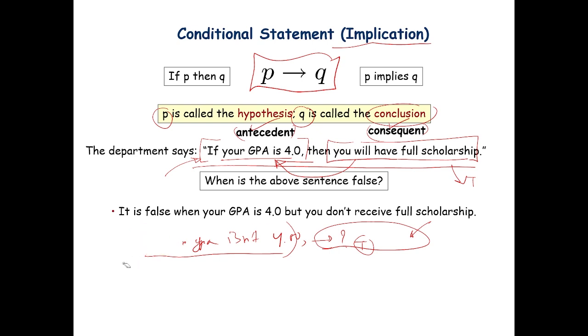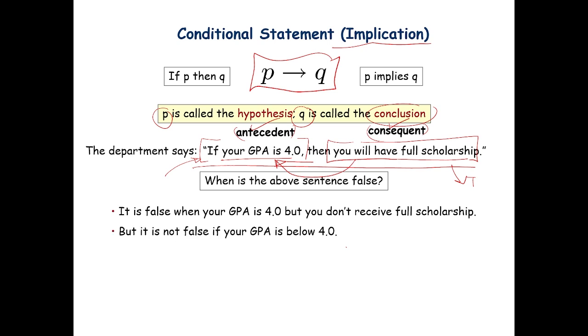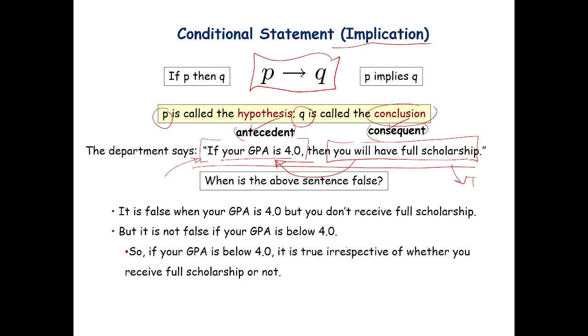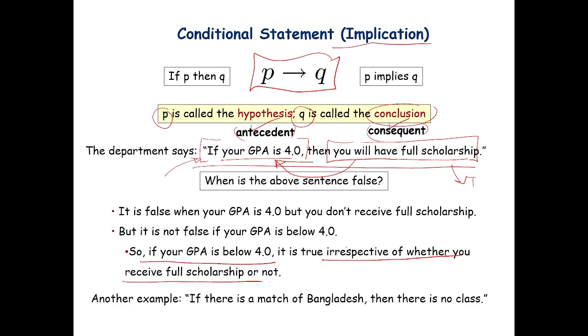I know this is very counterintuitive in a sense, but that's how logic works. So this is not false if your GPA is below 4. If your GPA is below 4, it is true irrespective of whether you receive a full scholarship or not.